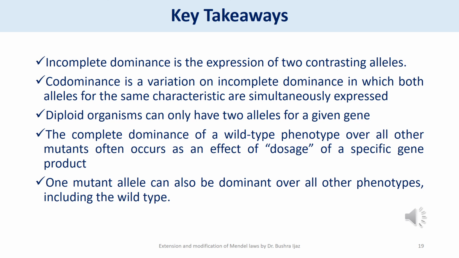And then the complete dominance of a wild type phenotype over all other mutants often occurs as an effective dosage of a specific gene product, which means that the wild type allele supplies the correct amount of the gene product, whereas the mutant alleles cannot do that. And in the last, one mutant allele can also be dominant over all other phenotypes, including the wild type.